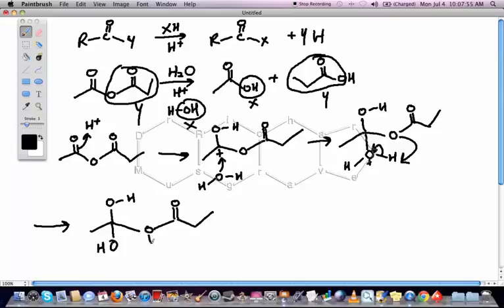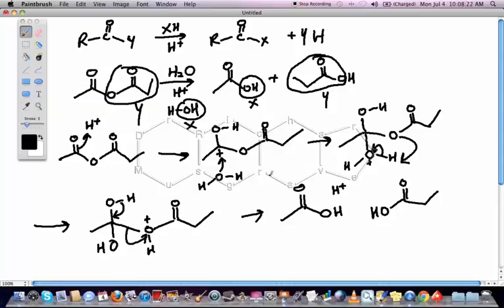So we get that, and the C double bond O reforms, and we kick out the leaving group, and we are left with our products. And you can see how it follows the pattern that we've been talking about. And there you go, that's the acid catalyzed mechanism for hydrolysis of an acid anhydride.